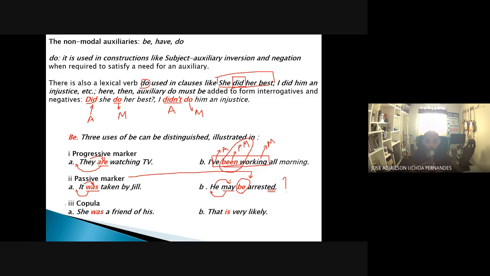And how do I know be is an auxiliary? She was a friend of his. Question, was she a friend of his? So there is inversion. If there is inversion, be is an auxiliary. But take a look. Was is the only verb. And all clauses must have at least one verb that we call the main verb. So be is also the main verb.